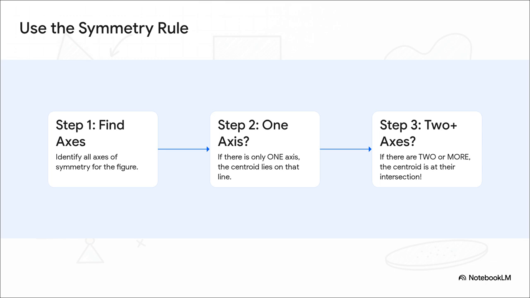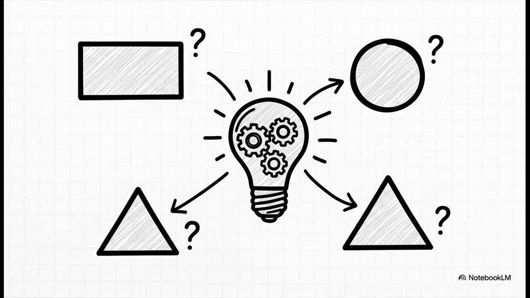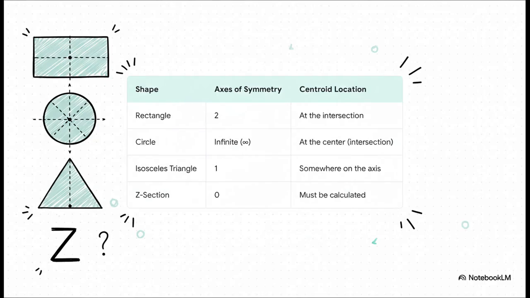But step 3, this is the real game changer. If you find 2 or more axes of symmetry, boom, game over. The centroid is exactly where they cross. No formulas, no calculations, you're done. Okay, let's put this amazing trick to the test. We'll do a little rapid-fire round with some shapes you'll see all the time. Watch how fast this is.